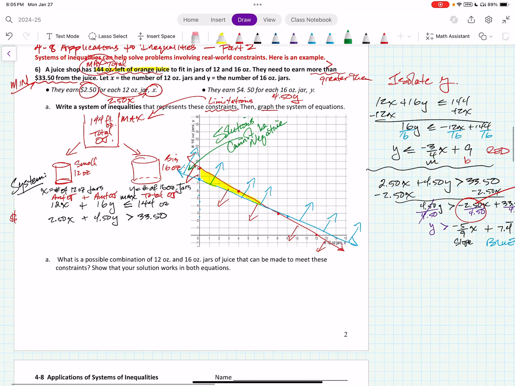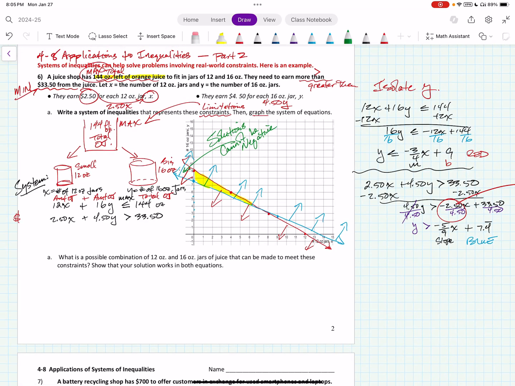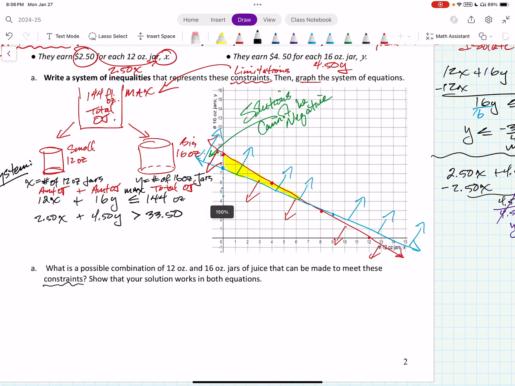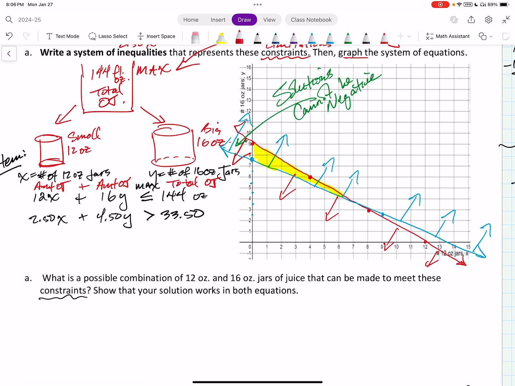Now we have the full problem here. We isolated y, we got our system, and we have our graph. Now we can answer the question: what is a possible combination of 12 ounce and 16 ounce jars that can be made to meet these constraints? Well, you have to be in the solution region. One possibility, if you zoom in here, is this point right here. It's in the solution region, and that's 2 comma 7. So 2 comma 7 is a solution, but what in the world does it mean?